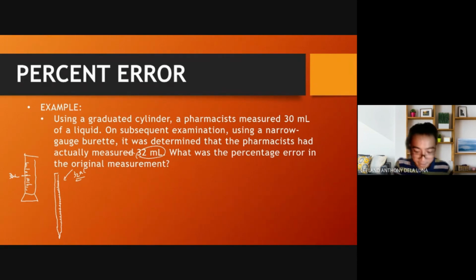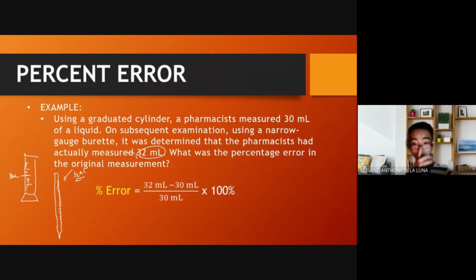Now, from here, ang gagawin ko lang dyan, ang percent error ko would be 32 ml minus 30. Kasi ito yung actual na gusto ko i-measure, 30 ml. Pero hindi 30 ml ang nakuha ko, 32 ml. Yung 32 ml pala yung actual value niya. So therefore, ang pang-divide ko dyan would be the one that I'm trying to measure, so 30 ml. Doing so would give me a percent error of 6.7%.